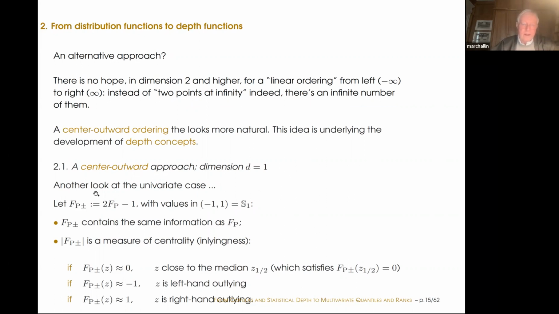And let us define something I denote as f plus minus. And this is just 2 times f minus 1. And this 2 times f minus 1 now has values in minus 1, 1, which is the open unit ball in R, right? And obviously, f plus minus contains the same information as f. And now it is a measure of centrality or outlyingness. Because if f plus minus at z is close to 0, it means that z is close to the median. If it is close to minus 1, it means that z is far away on the left-hand side. And if it's close to plus 1, it means that z is far away to the right-hand side.